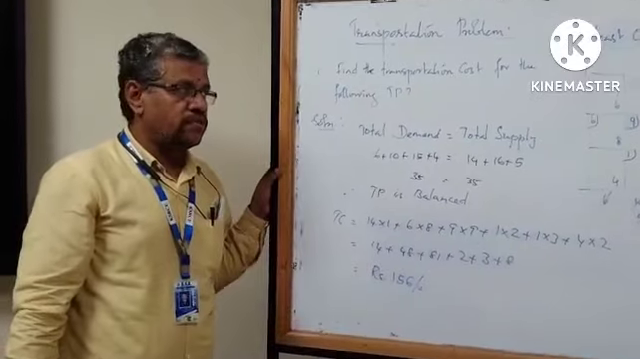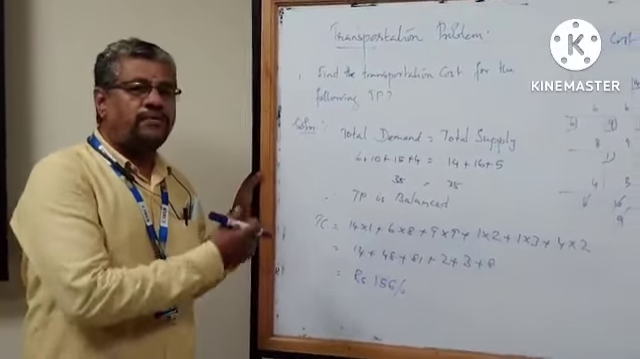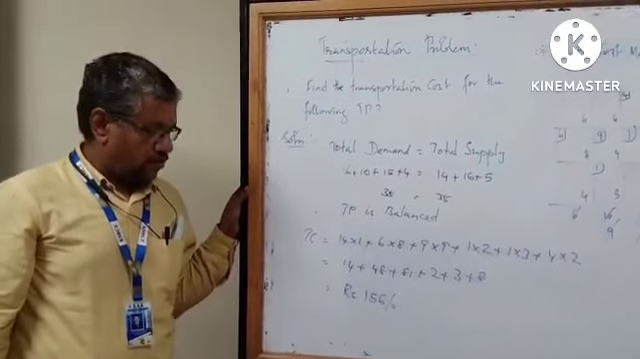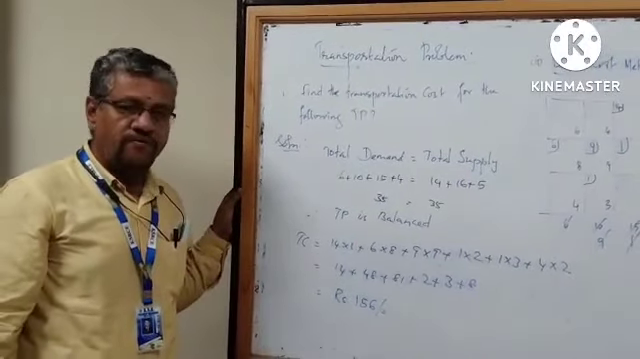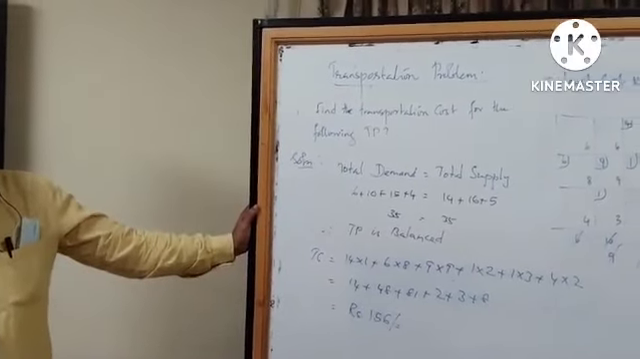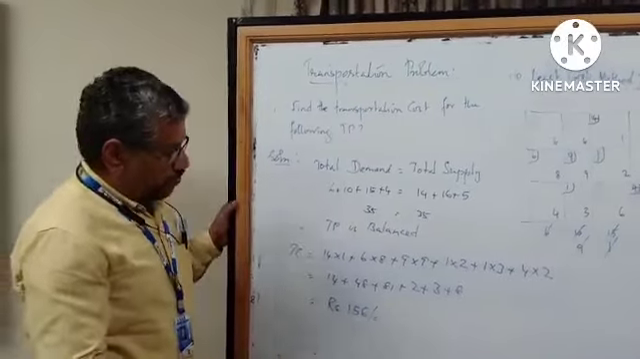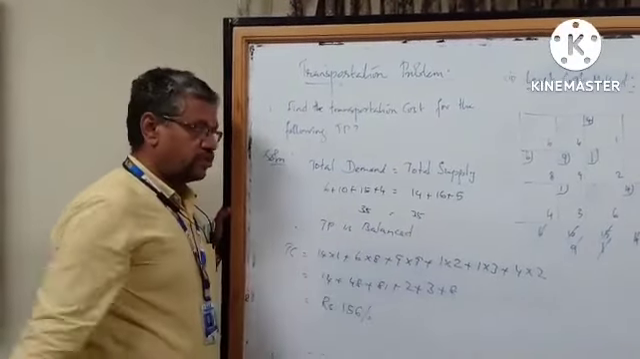So we have discussed 2 methods today. One is the northwest corner rule, the other one is the least cost method. Both will have different transportation costs. Out of these, whichever cost is minimum, you can take it for the calculation and for the transportation of goods.